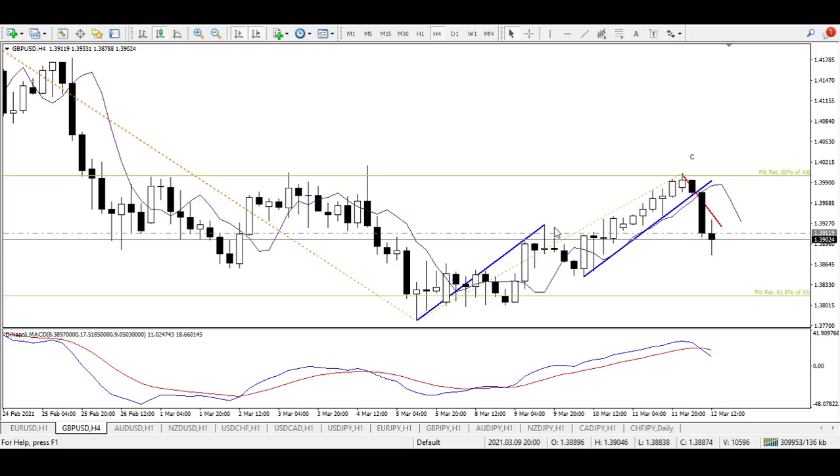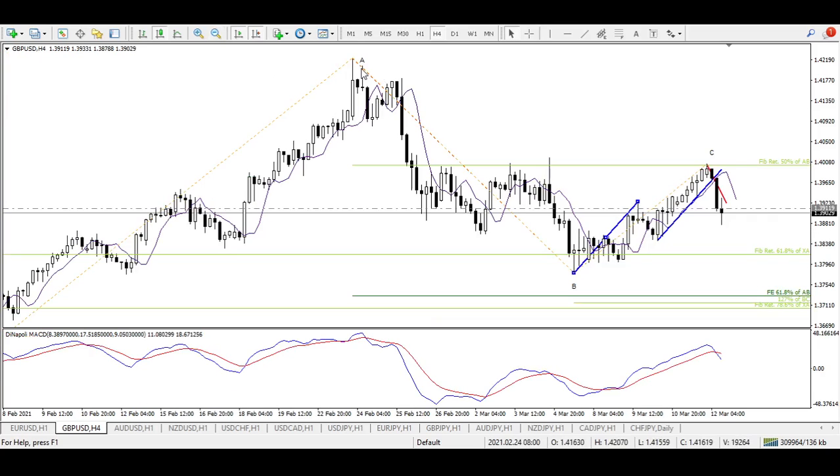If you watched my previous video, you may have learned about this AB equals CD development, and my target was 1.396 and that was already hit. But if we look at the bigger picture, this can also be an ABCD on 4-hour time frame, and this ABCD has been completed right at the Fibonacci retracement 50% of AB. I'm talking about this bigger AB, where this will be the A, this will be the B, and this will be the C, and CD development to the downside will take place.